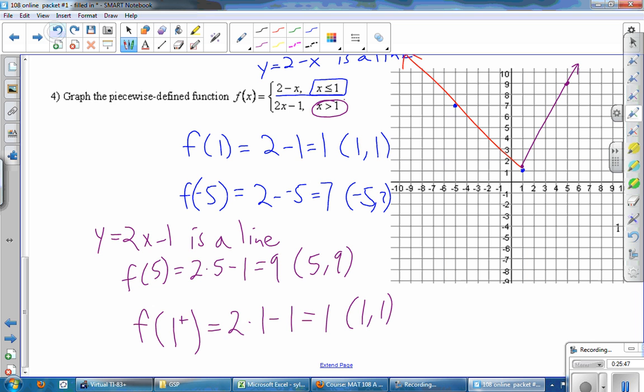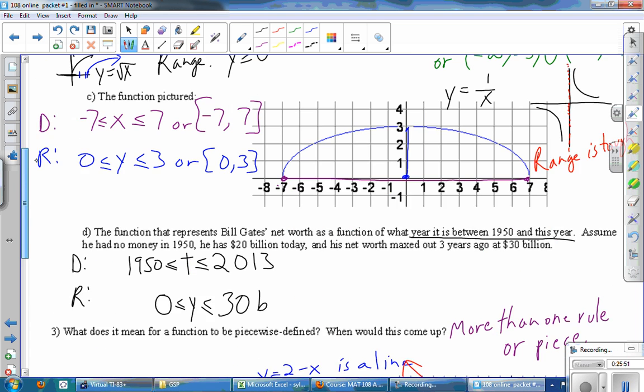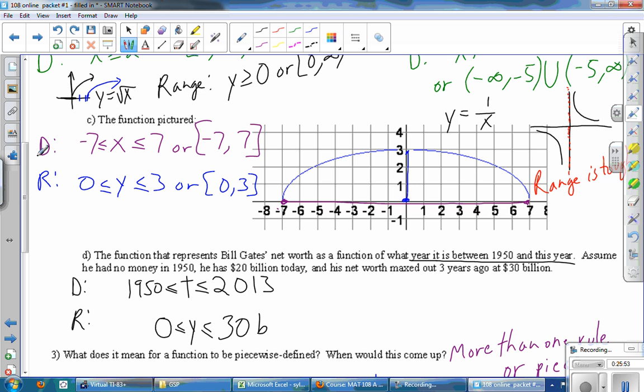Same kind of thing if we look at the question up above, the ellipse question. Can you draw a horizontal line that hits the graph more than once? You bet. That one. It hits here. It hits here. It fails the horizontal line test. It does not have an inverse.